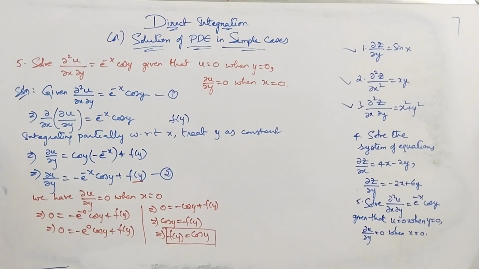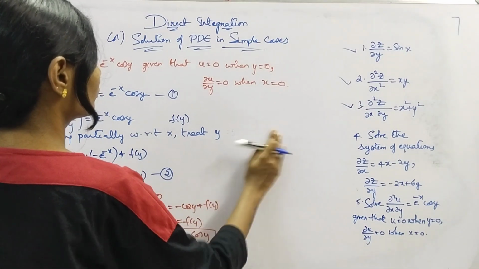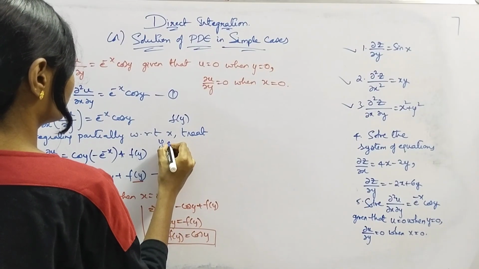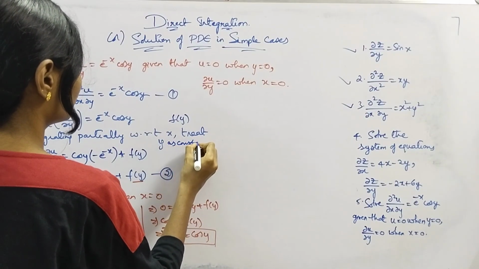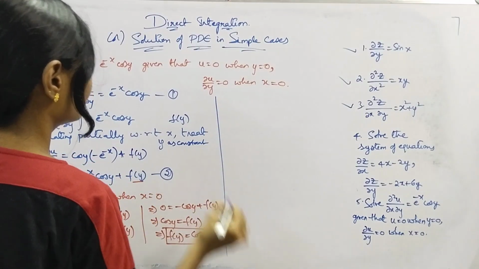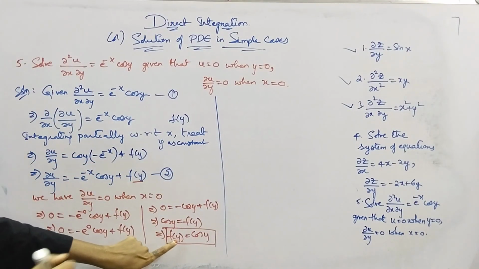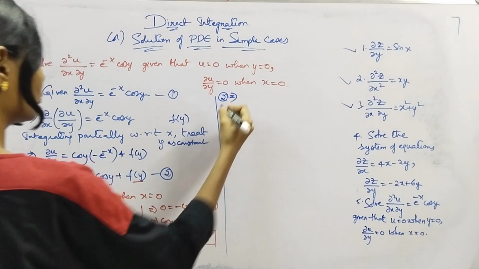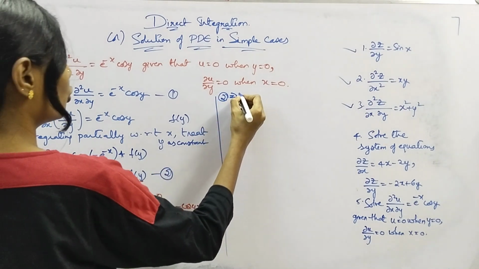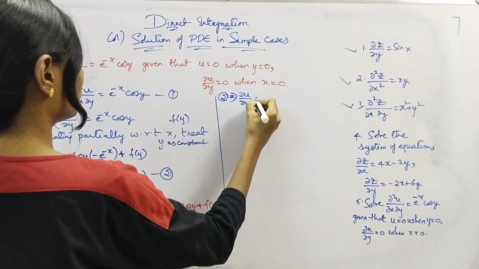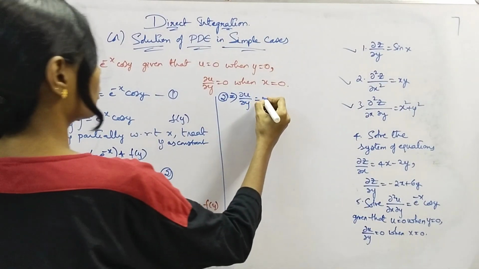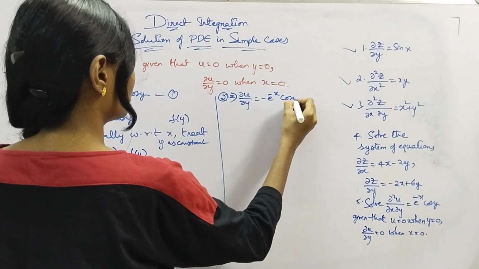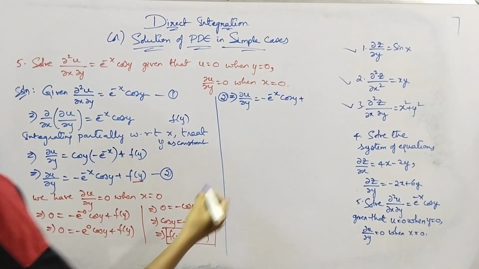Now, what we are going to do is substitute this f of y value in equation 2. Then 2 becomes dou u by dou y equal to minus e power minus x cos y plus f of y, which is cos y.